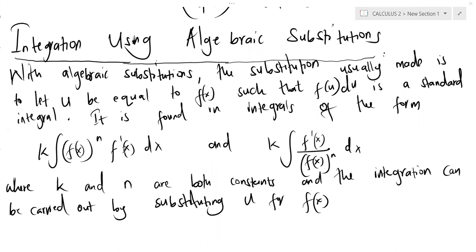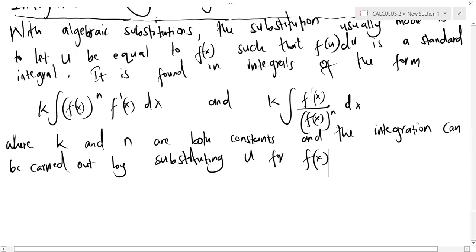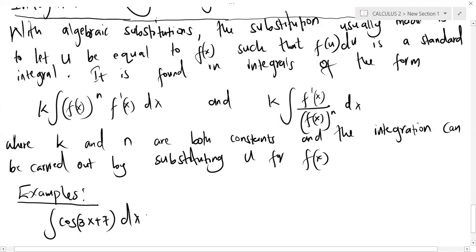So you have a function, and besides it you have its derivative, or you have a function down here, and on the numerator you have its derivative. Now let's look at a few examples and see how exactly we go about this. Let's say you're given a question like this: integrate cos of 3x plus 7 dx.